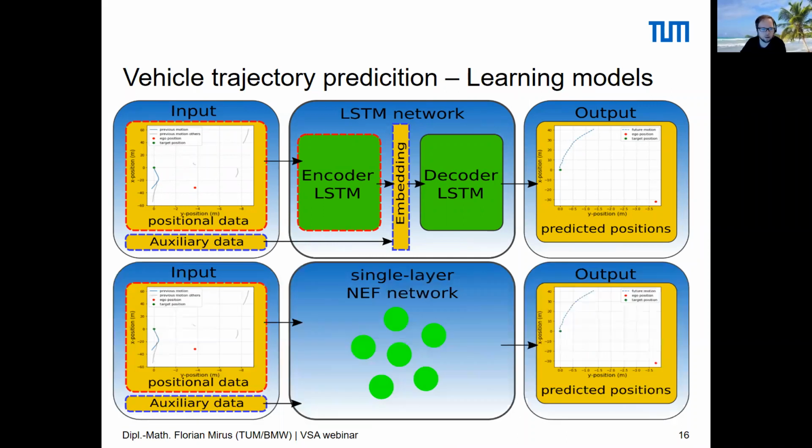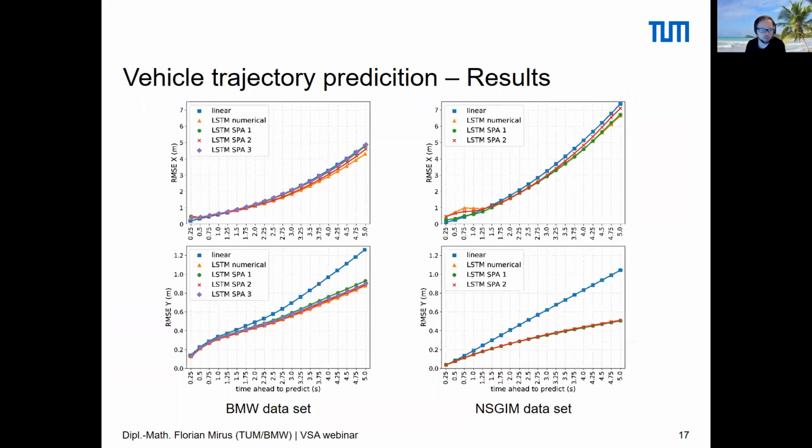As a reference model, I also use a simple feed-forward spiking model implemented using the neural engineering framework in the Nengo simulator. And the answer to the question if the prediction accuracy benefits from that is kind of. If we look at the complete data sets, the prediction accuracy is very similar. Here on the x-axis we have the time horizon into the future, on the y-axis the root mean square error in lateral and longitudinal direction. And as we can see, all the learning models perform very, very similarly.